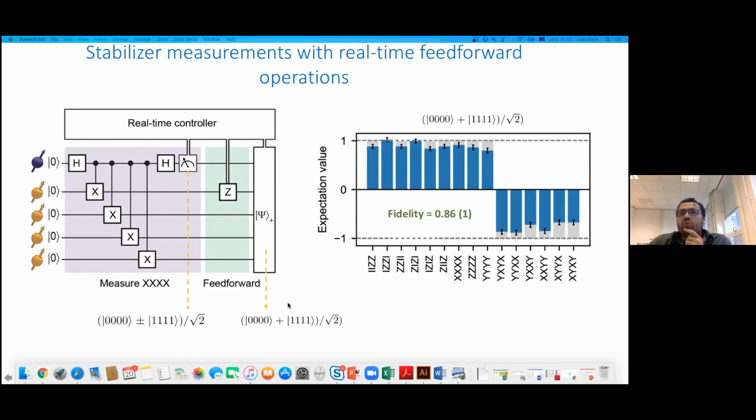After that, we do a tomography of the state by measuring all non-zero terms that define the state, and we find a state fidelity of 86%. This is relatively high for a 4-qubit GHZ state. So we can say that our stabilizer measurements work quite well.